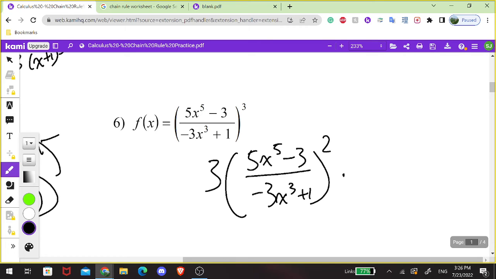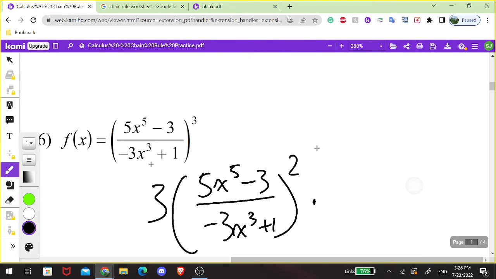Alright, now we multiply by the derivative of g of x, which is the derivative of everything inside. Okay, for the derivative of everything inside, we need to use quotient rule now. So first, the derivative of the top will be 25x fourth, power rule, minus 0, we don't worry about that, times the normal of the bottom.